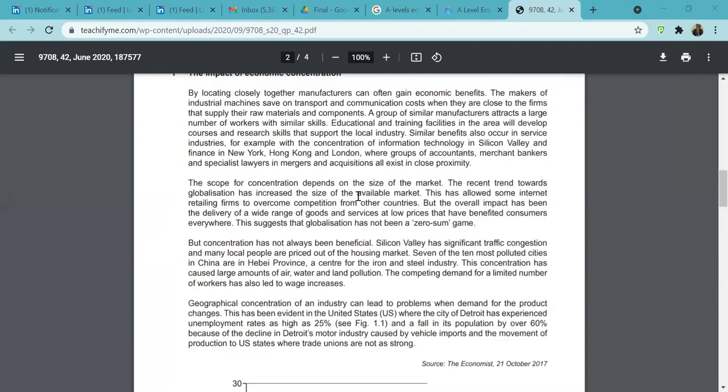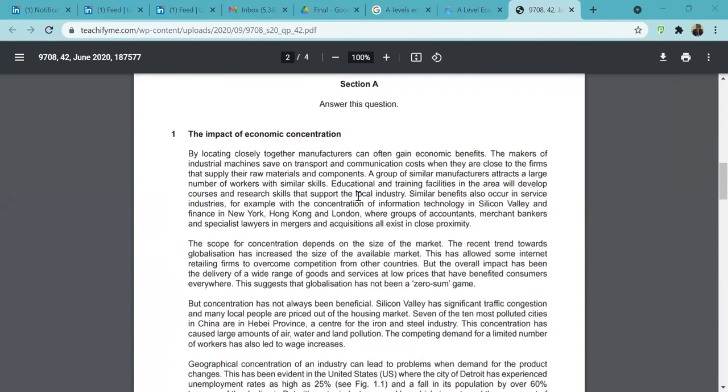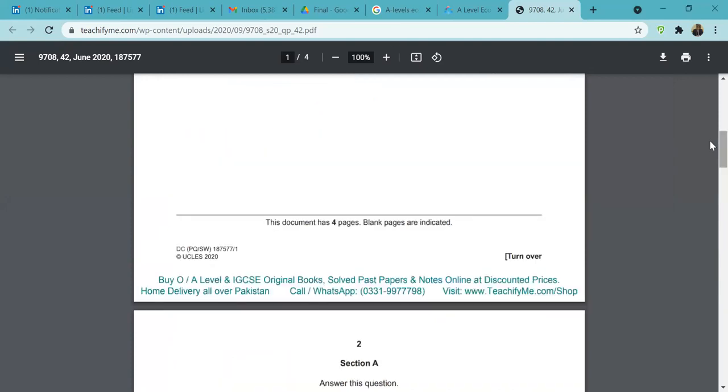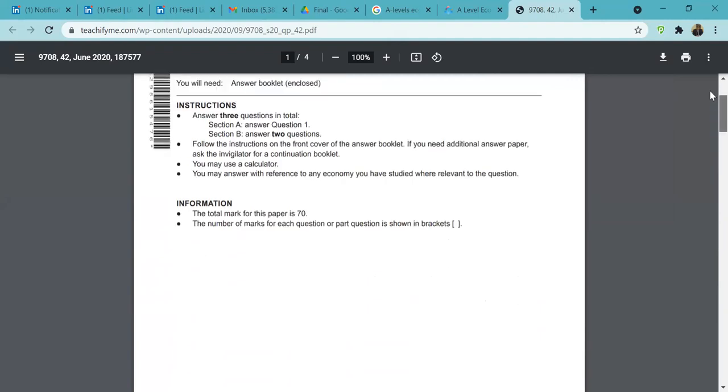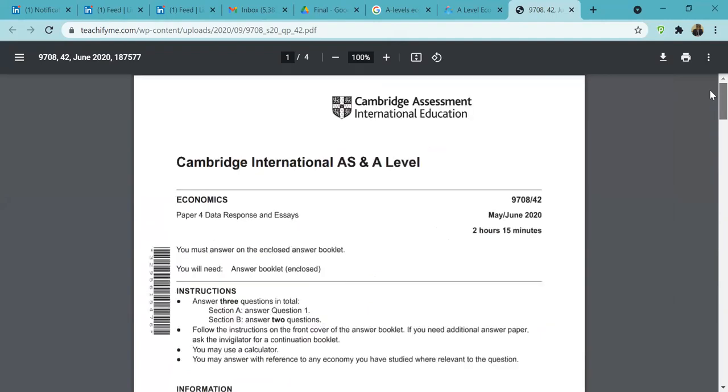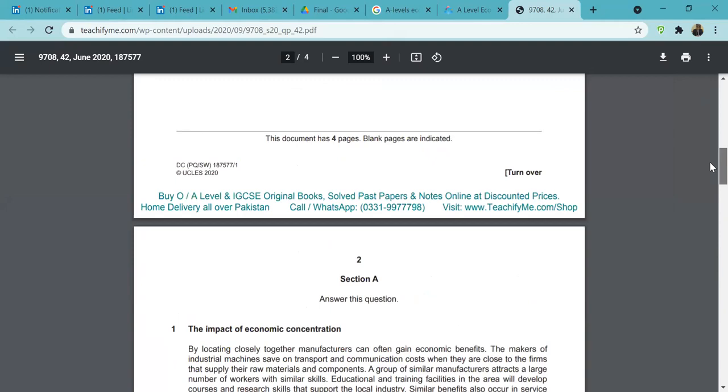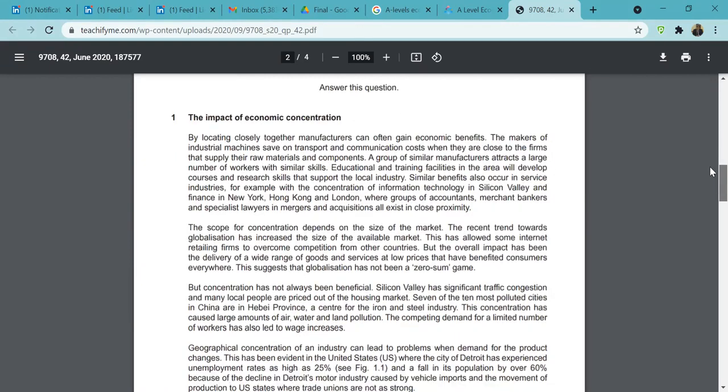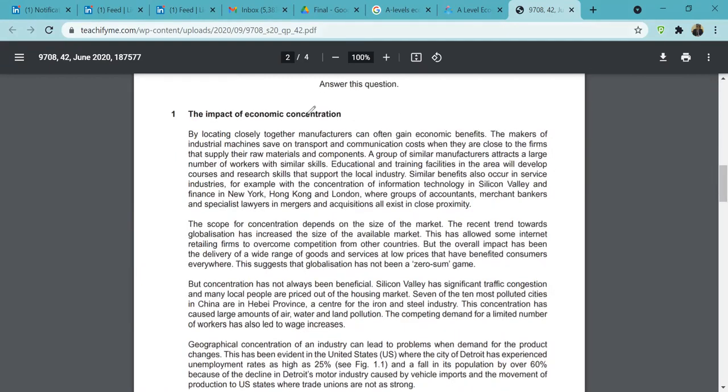Okay, now have a look at this. The impact of economic concentration. What is this case study about? Which year is this? Let's quickly see. So this exam is May, June 2020. Okay, so last year, very nice. The impact of economic concentration.